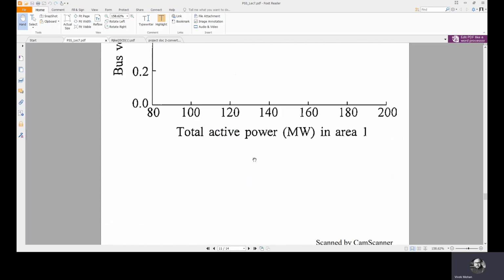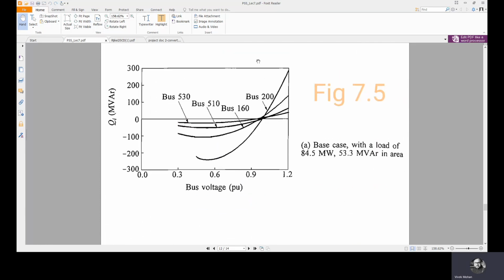Now, when you do like that, what happens here? This is a QV curve. This is not a PV curve. In the PV curve, we have seen that in the horizontal axis, active power was shown, and in the vertical axis, voltage was shown. In the QV curve, in the vertical axis, reactive power injection is shown, and in the horizontal axis, we have bus voltage. These curves correspond to different bus voltages.